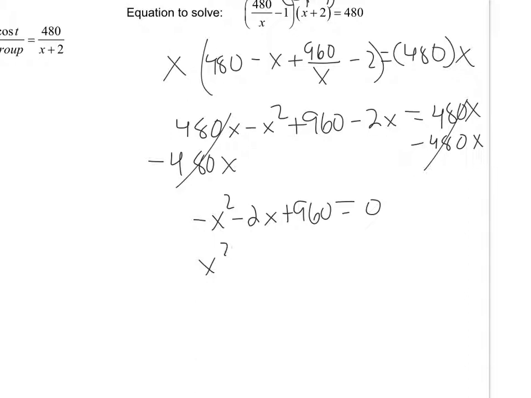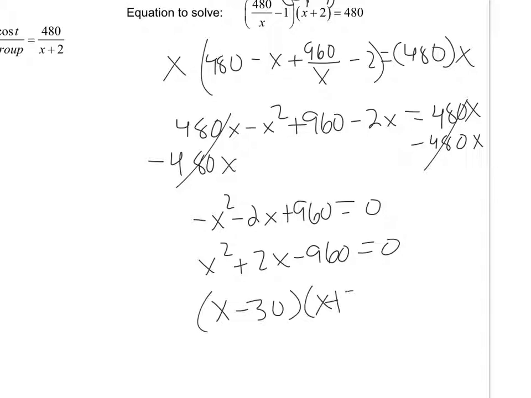Divide everything by negative 1. I like to make it positive. So now we got to either use the quadratic formula or factor and solve. If you factor it, it would be X minus 30, X plus 32 equals 0. So you get rid of the negative one. So you get X equals 30 people. Okay?